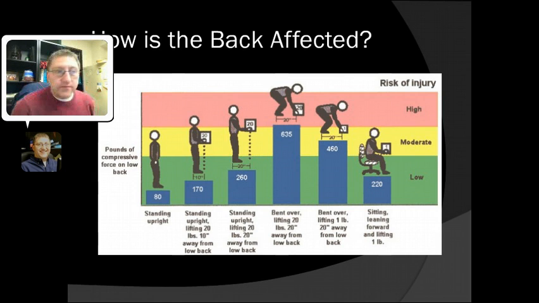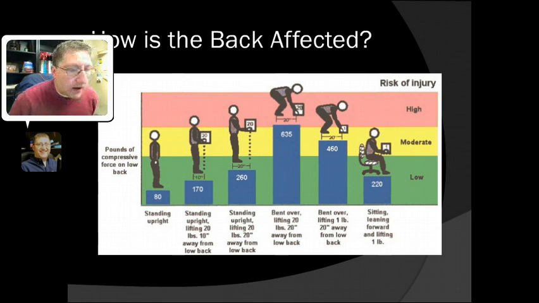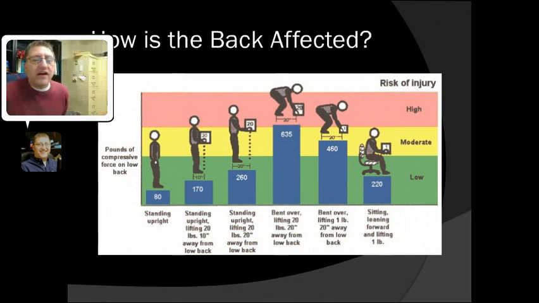If you bend over and pick up a box, notice: 635 pounds of compressive force. That goes from the low risk to the high risk of injury. I don't know about you, but I'm not really anxious to support 600 pounds with my body anytime soon.